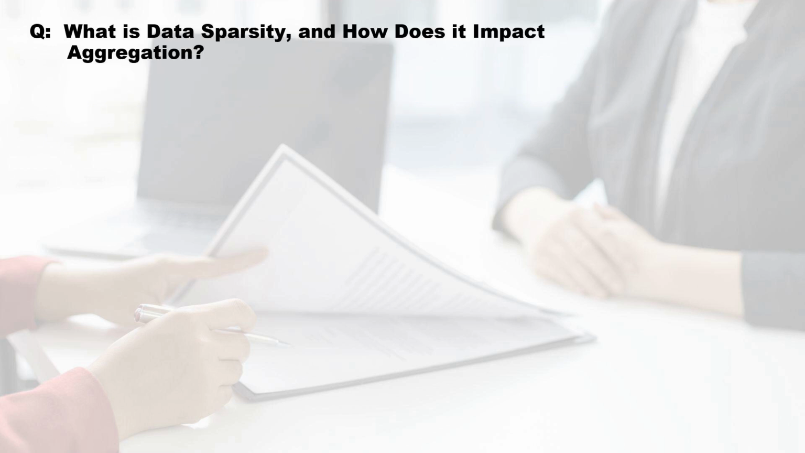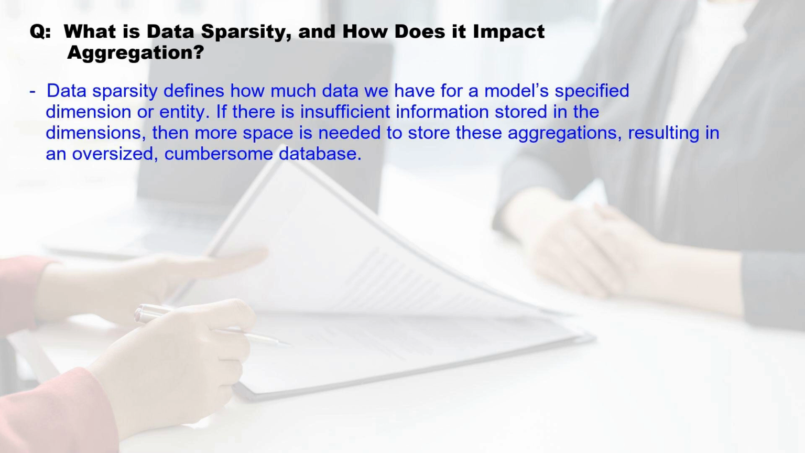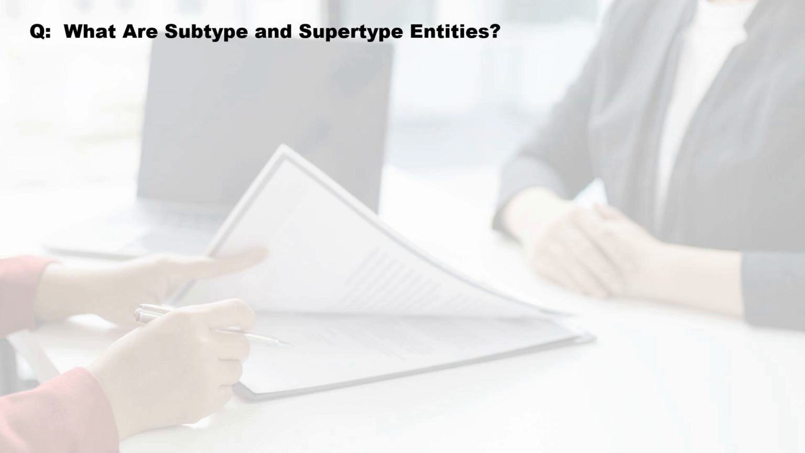What is data sparsity, and how does it impact aggregation? Data sparsity defines how much data we have for a model-specified dimension or entity. If there is insufficient information stored in the dimensions, then more space is needed to store these aggregations, resulting in an oversized, cumbersome database.